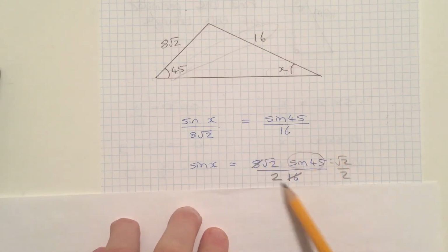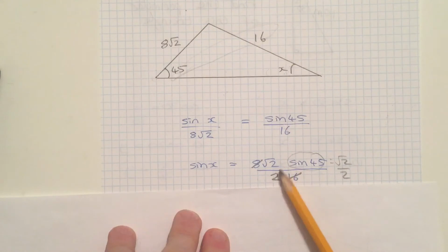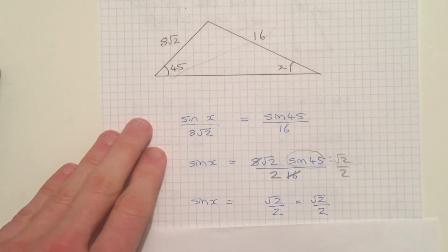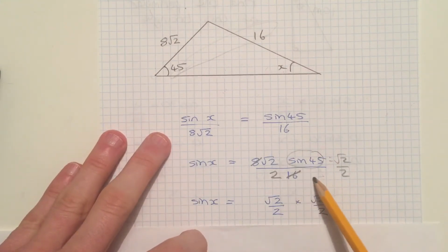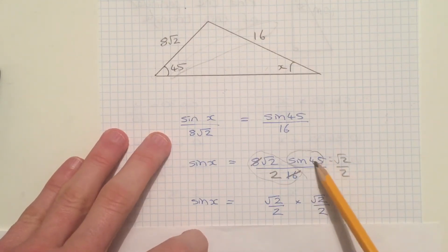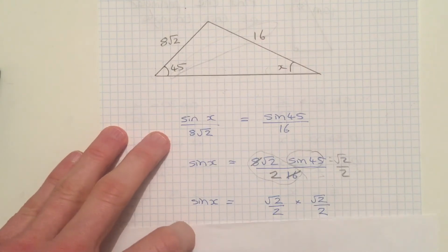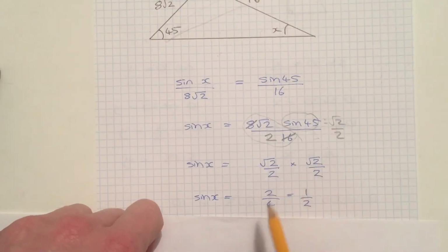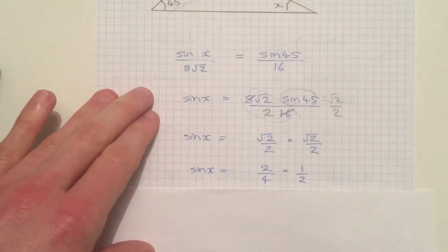So everything on the right-hand side, I could just say is root 2 over 2 times root 2 over 2. This root 2 over 2 was coming from this part, and then this root 2 over 2 was coming from the sine 45, and obviously they're being multiplied together here. So simplifying that, I get root 2 times root 2 is 2, 2 times 2 is 4, and the 2 over 4 simplifies to be a half.